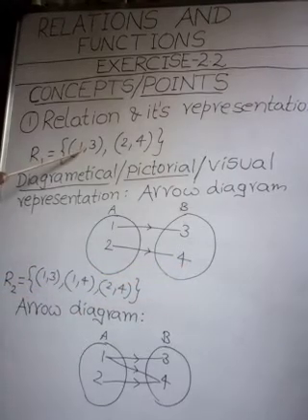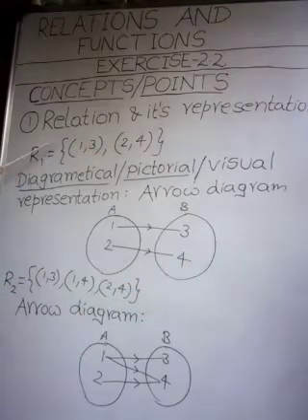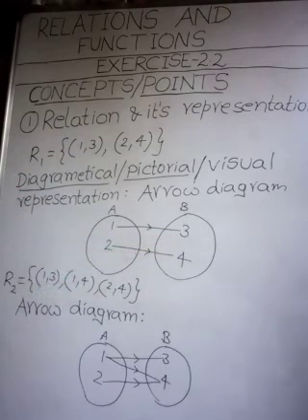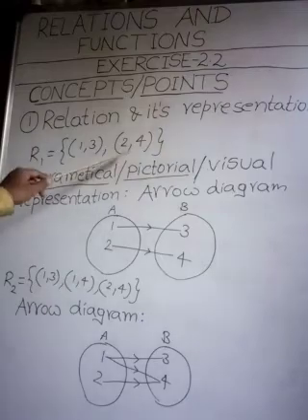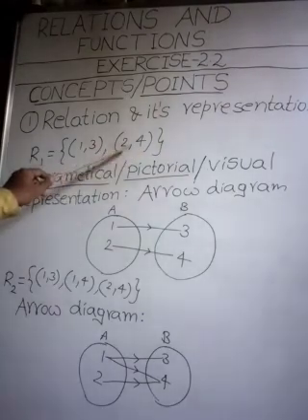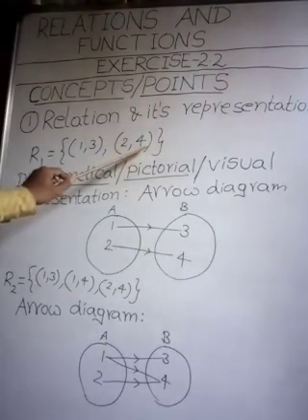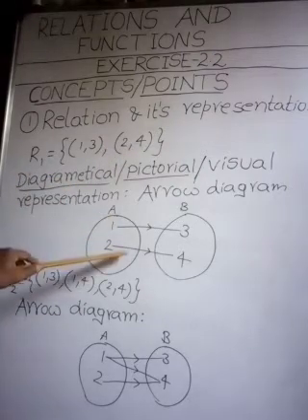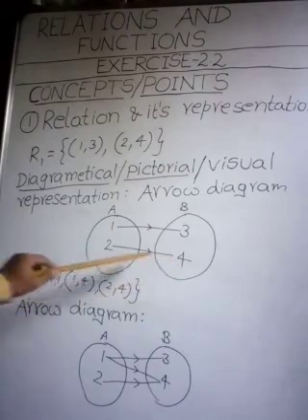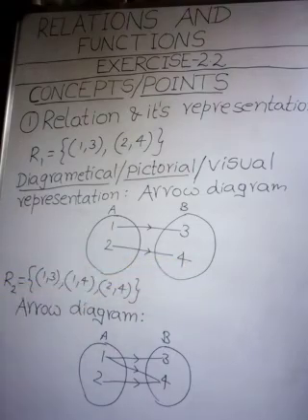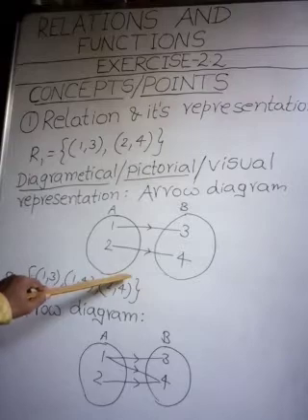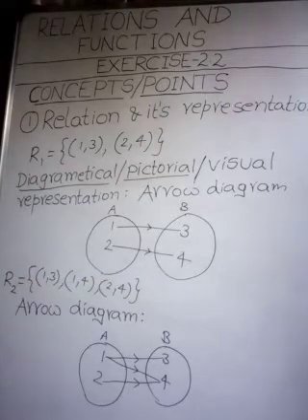See here, 1 is related to 3, so I have drawn an arrow from 1 to 3. See the second ordered pair, 2 is related with 4, so 2 is associated with 4. So I have drawn an arrow from 2 to 4. Understood this visual representation of a relation, my dear children, by means of an arrow diagram.